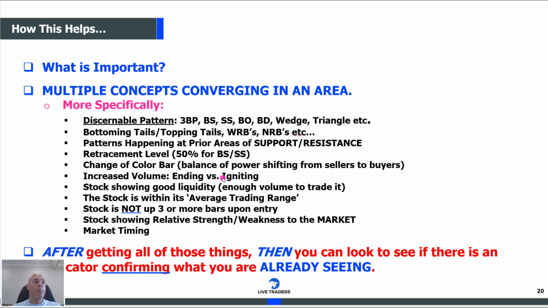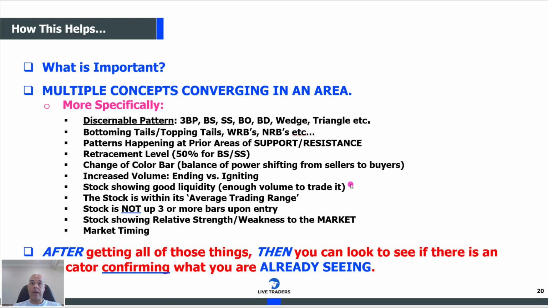Change of color bar, balance of power shifting from the sellers to the buyers, increased volume, is it ending volume versus igniting volume? Stock showing good liquidity, meaning enough volume to actually trade it. I see tons of traders. I saw one today. Somebody wanted to take a trade on like a $1 stock or a $2 stock. It had 76,000 shares printed. Well, how are you going to get 5,000 shares of that?